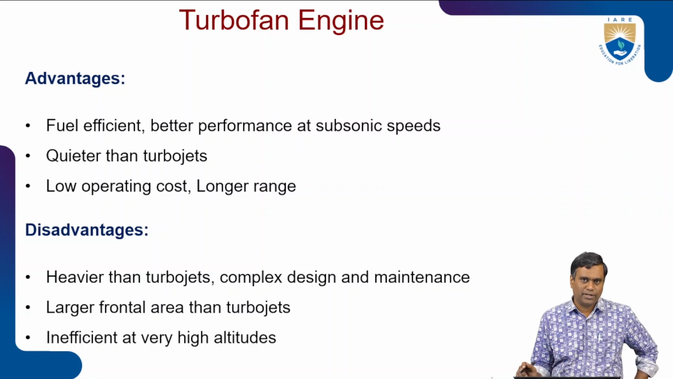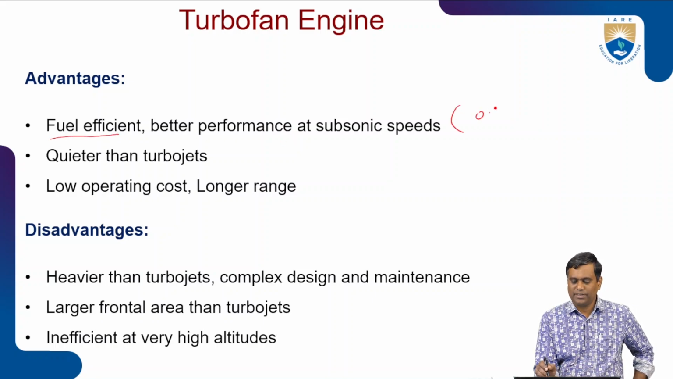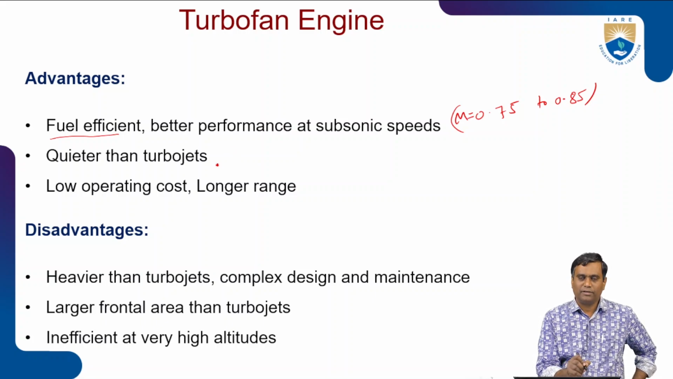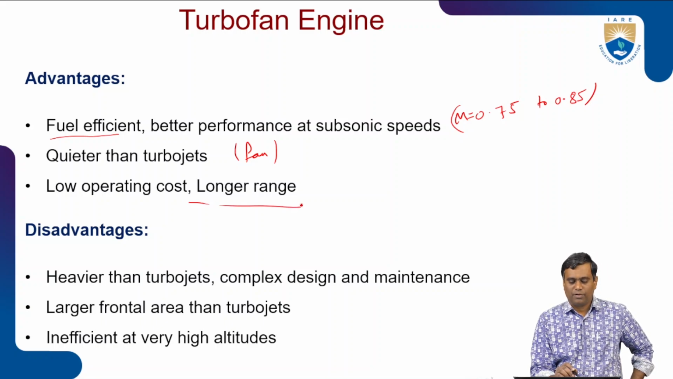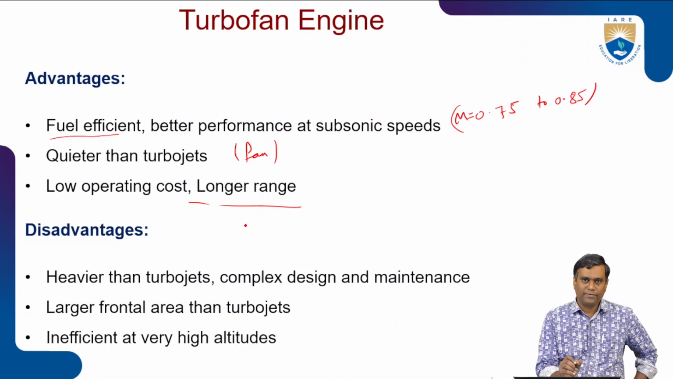When you are comparing with turbojet, turbojets are good for high speed and high thrust, but they consume more fuel. When comparing with that, turbofan engines are fuel efficient and have better performance at subsonic speeds. We have seen this. And they are quieter than turbojets because the majority of the thrust is generated by the fan, right? So quieter than turbojets, with lower operating cost and longer range. The longer range is because in the case of turbojet we have seen shorter range, as they consume more fuel. As turbofan engines are fuel efficient, you can achieve longer range compared with turbojet.